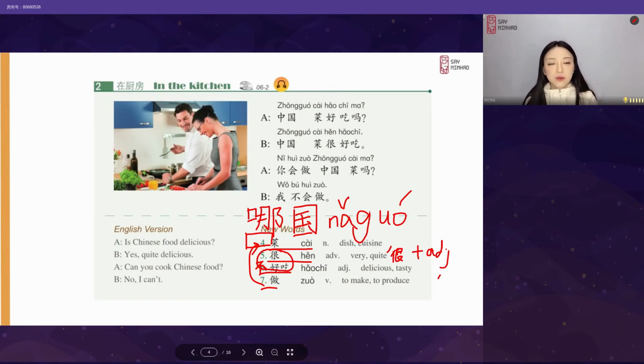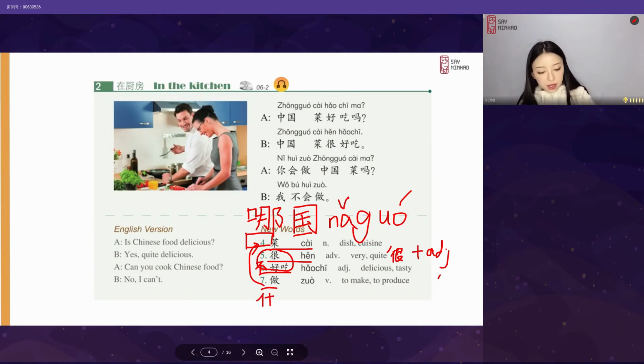Okay, try to ask a question. Cook what dish? Listen carefully. It is not cook which country's dish. It is cook what dish. Cook what dish? Try to think about the interrogative pronoun word we've learned before. So the answer is 做什么菜?